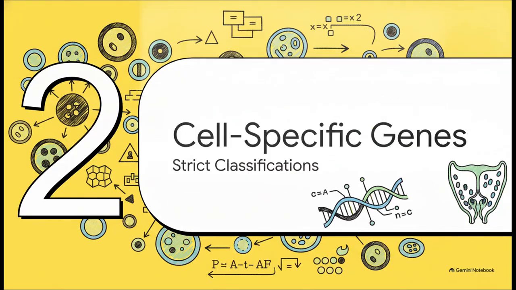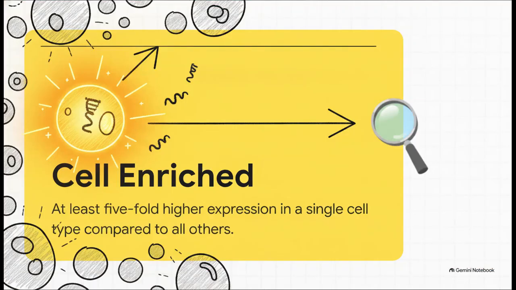Moving right along to Section 2, defining cell-specific genes. So how does the math actually work here? How does the algorithm classify a gene as belonging to a specific cell? Well, taking a cue from the Human Protein Atlas, the strictest classification they use is called Cell Enriched. For a gene to earn this label, it needs a massive 5-fold expression spike in one single cell type compared to all other cells in the dataset. If a gene is cell-enriched, it's basically a glowing neon sign pointing directly to that specific cell type.